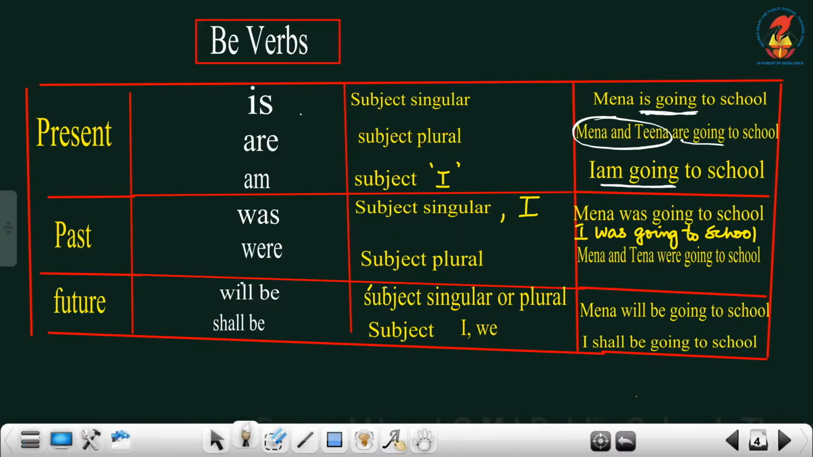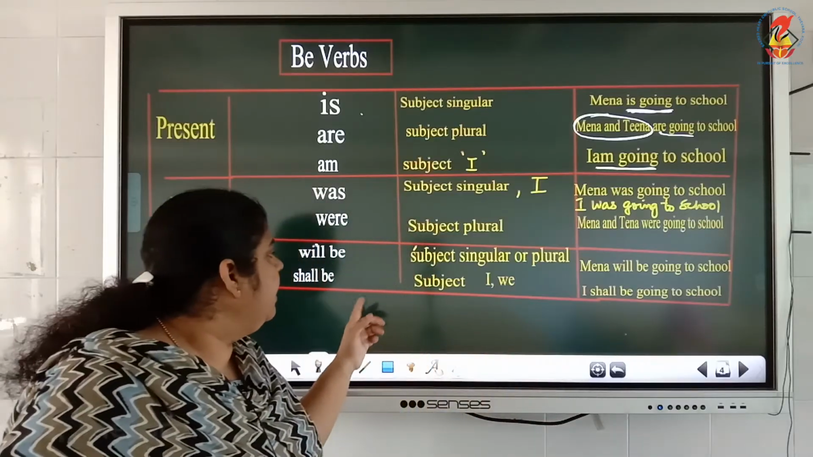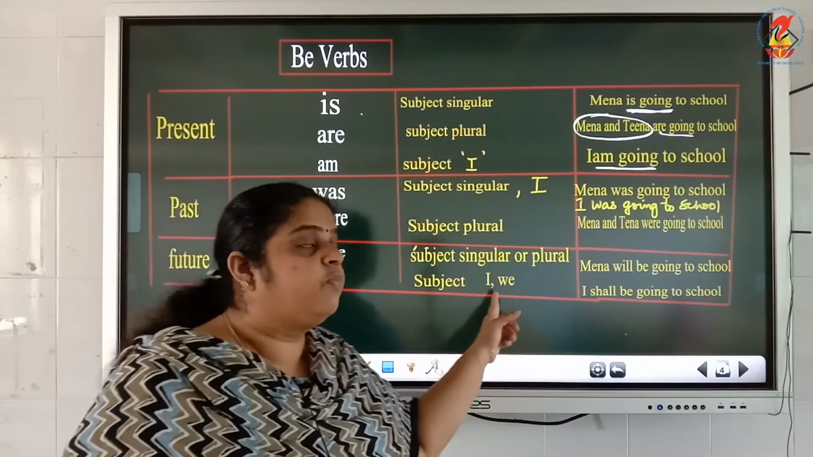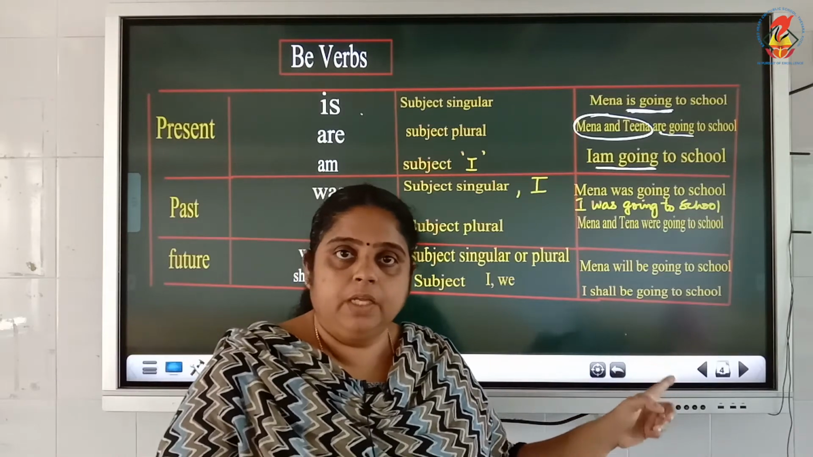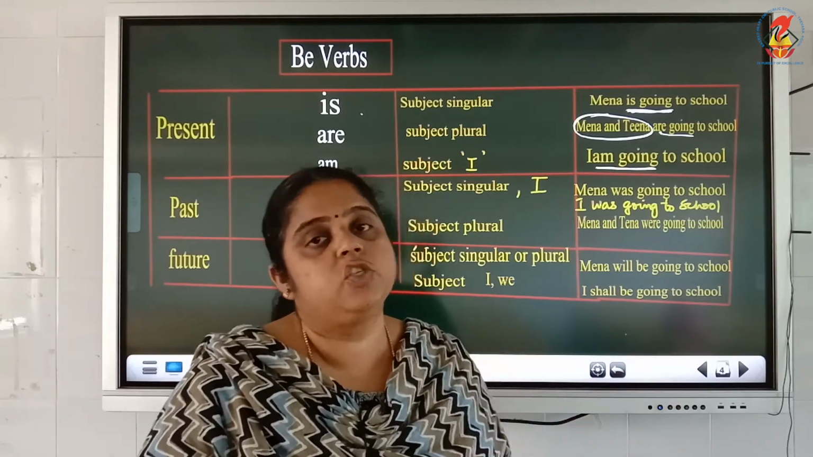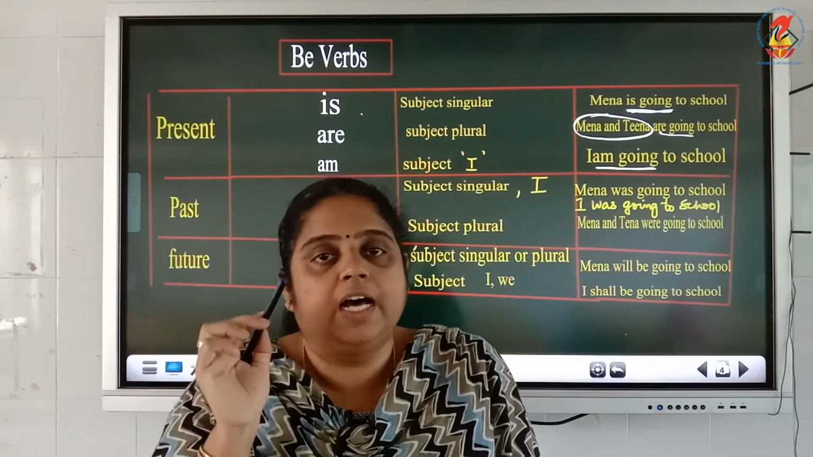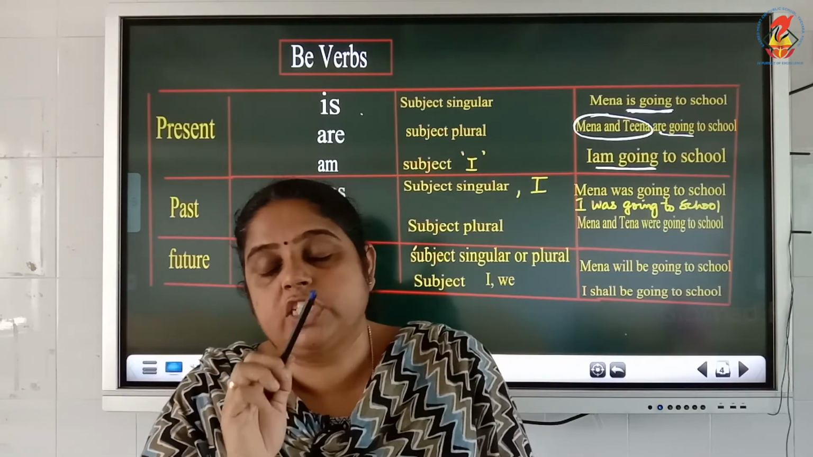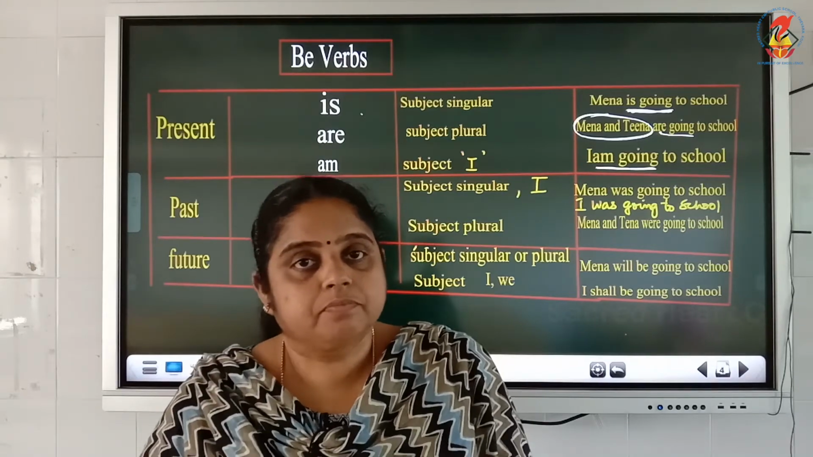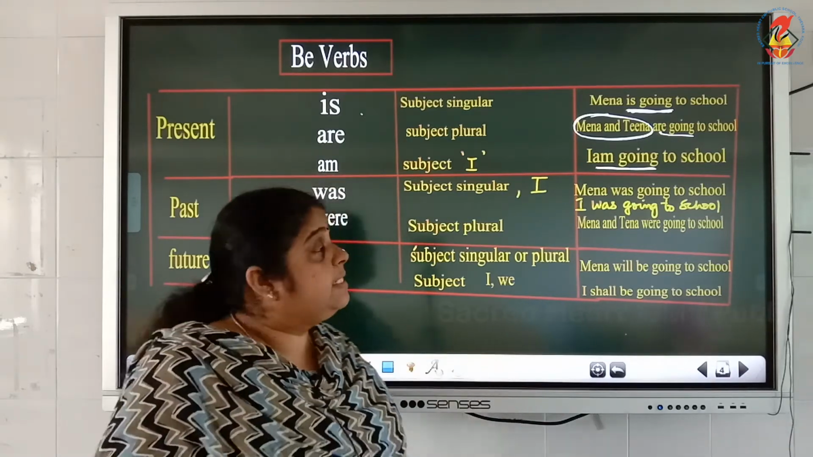Then we have the future tense. In future tense, we use will or shall. Will is used with any singular or plural or any other subject. But shall is used with I and we only. Usually in English we don't use shall with any other subjects. We use shall with I and we.